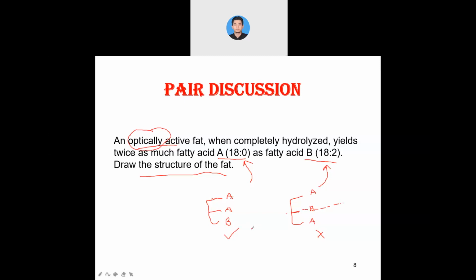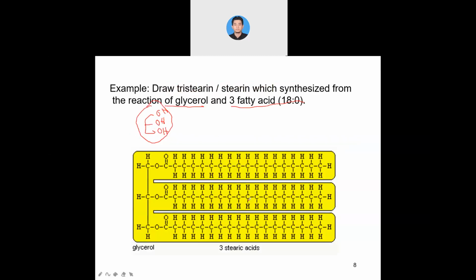And then you must draw like this. Either you use the full structure or you can use a condensed structure, but in a complete structure.